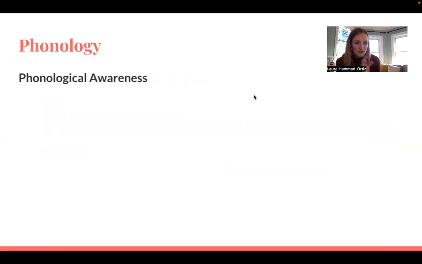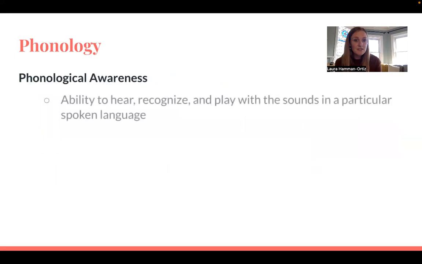There's also, in addition to phonemic awareness, phonological awareness. Now, phonemic awareness, we know, is about hearing the different sounds. Phonological awareness, because it focuses on the spoken language itself, is the ability to hear, recognize, and play with sounds in a particular spoken language.